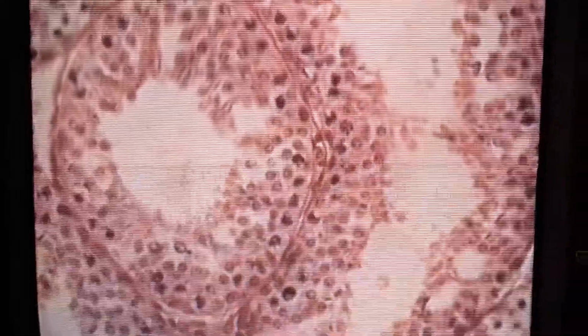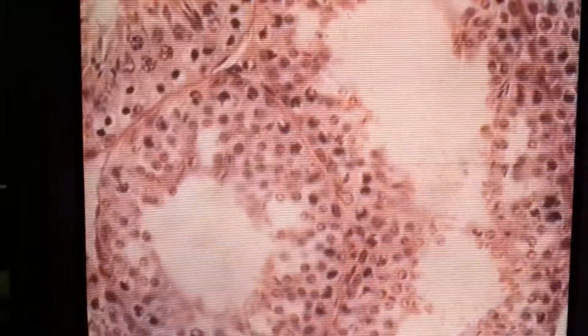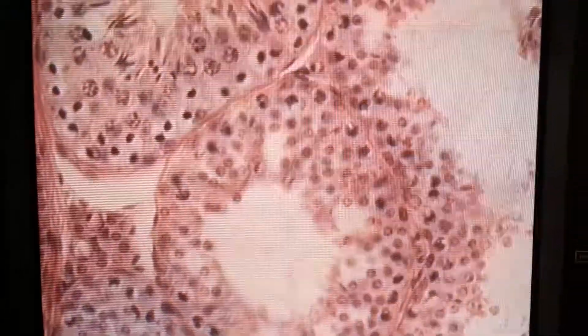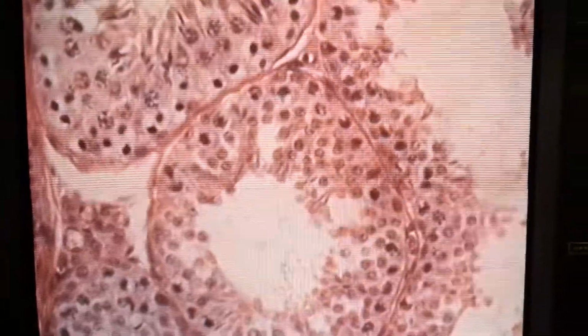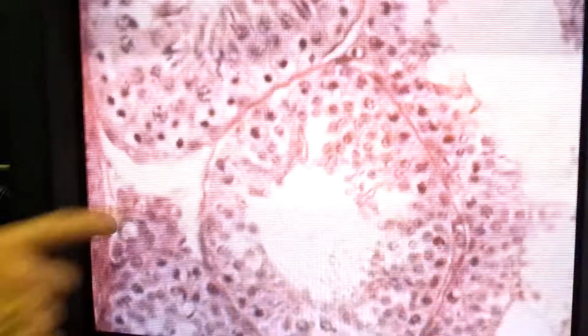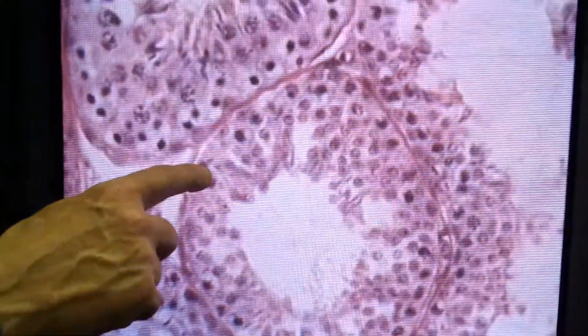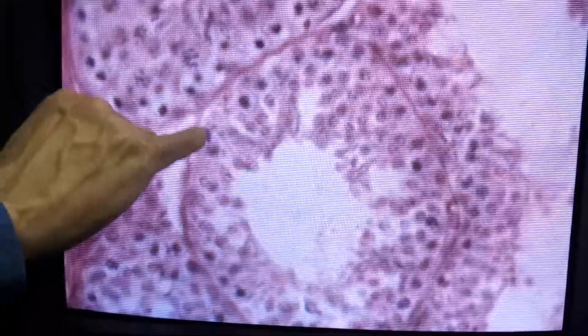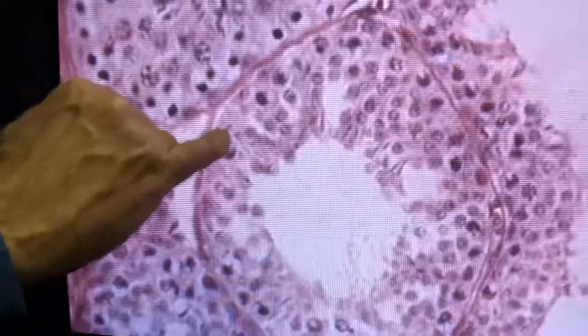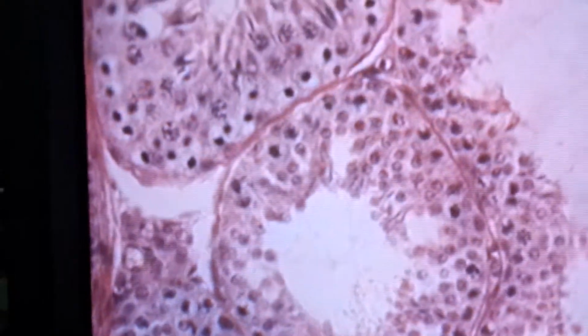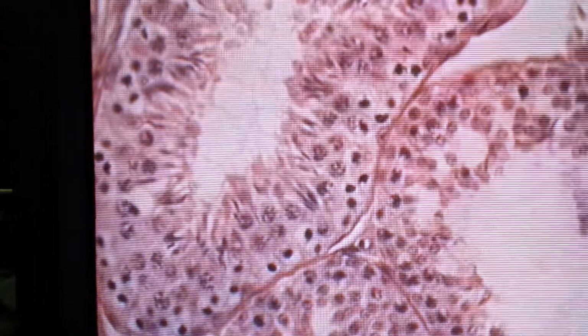Where's that Sertoli cell? I'll get Sertoli cell nuclei. Wait, what's a Sertoli cell? I'm kidding. There's a Sertoli cell right there. Oh, look at this mitotic figure. Look at that cute little one going into telophase right there. It's a mitotic figure. Okay, anaphase or something.